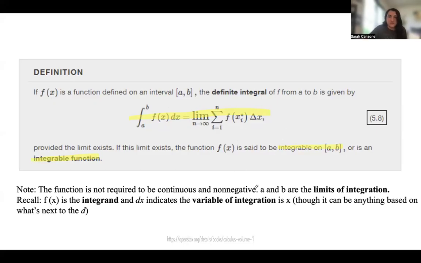So a and b are something called the limits of integration. All right. Recall that f of x is called the integrand and dx is the variable of integration. So x can be anything. Maybe this function is in terms of y and you would have dy.